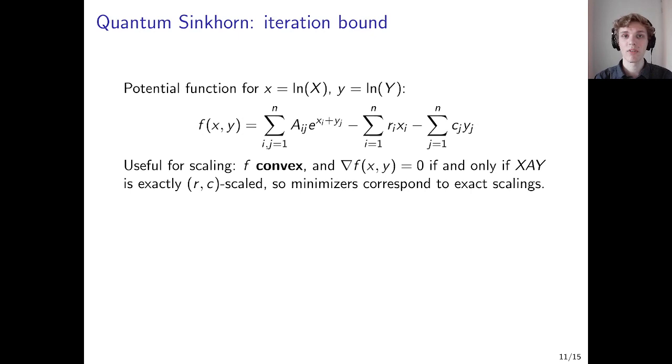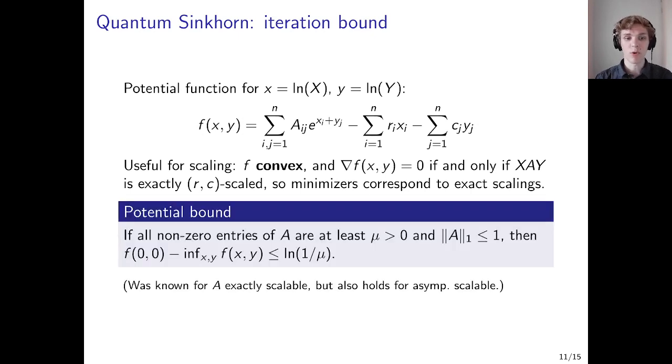Now the potential bound is as follows. If all the non-zero entries of A are at least some mu larger than 0 and the matrix is subnormalized, then actually your potential cannot vary more than log 1 over mu from the starting point. And this was known for A which were exactly scalable, but we show that it also holds for asymptotically scalable matrices.